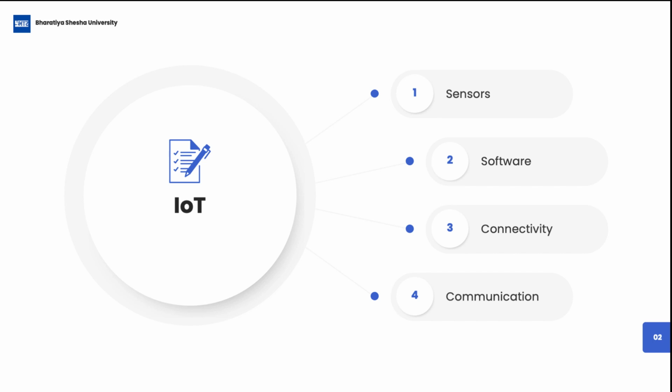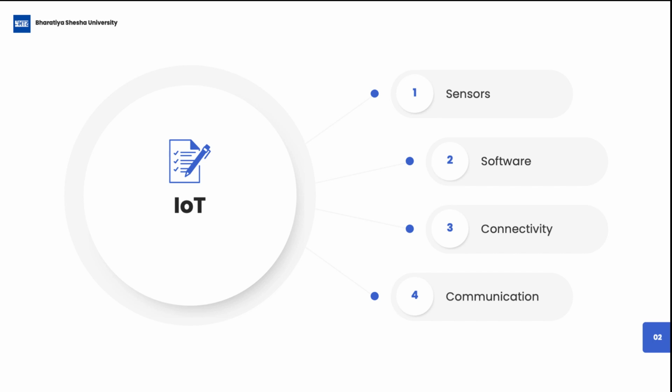The third major thing of an IoT device is connectivity. IoT devices need to be connected to the internet to transmit and receive data. This can be done through Wi-Fi, Bluetooth, or even cellular networks.